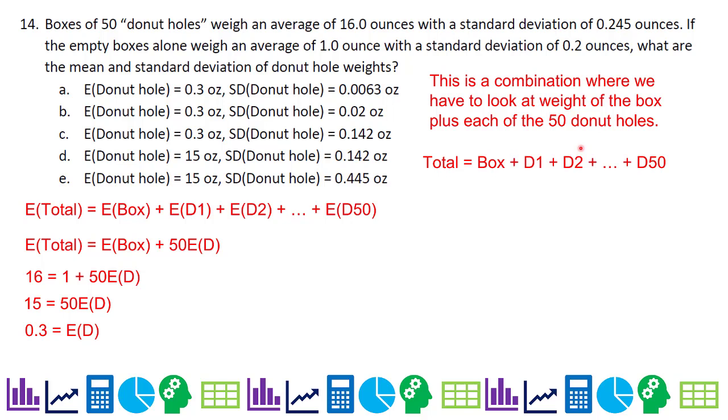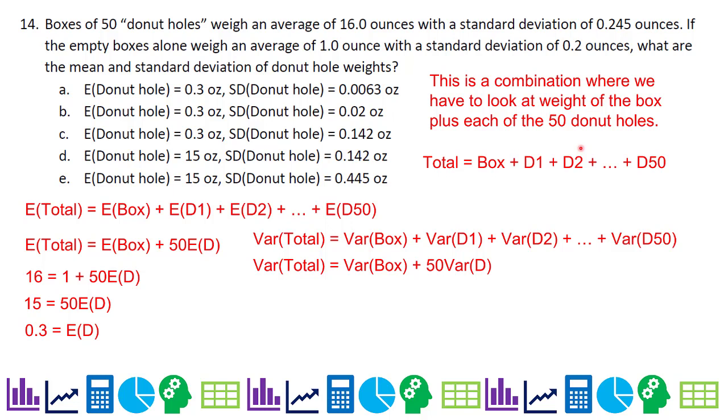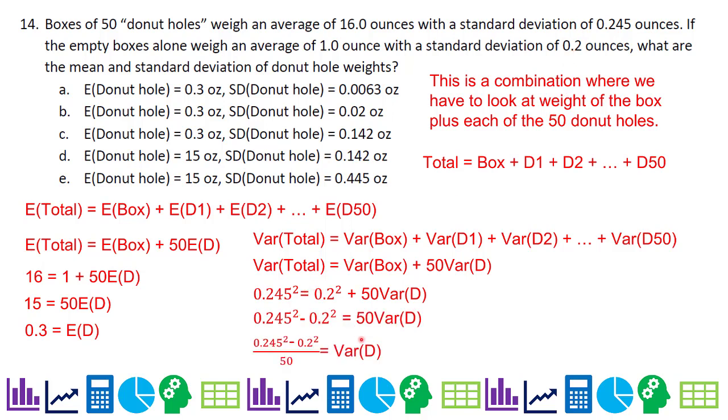Now we need to calculate standard deviation. So since this is a combination, we must work in variance. So the variance of the total equals the variance of the box plus the variance for donut hole 1 all the way through donut hole 50. Well, luckily those 50 donut holes have the same variance. So now I can solve this and start substituting in what I know. Notice that I squared the 0.245. Why? Because this is standard deviation. It's not variance. And to get variance, you have to square the standard deviation. Then I subtract that from both sides and then divide by 50.